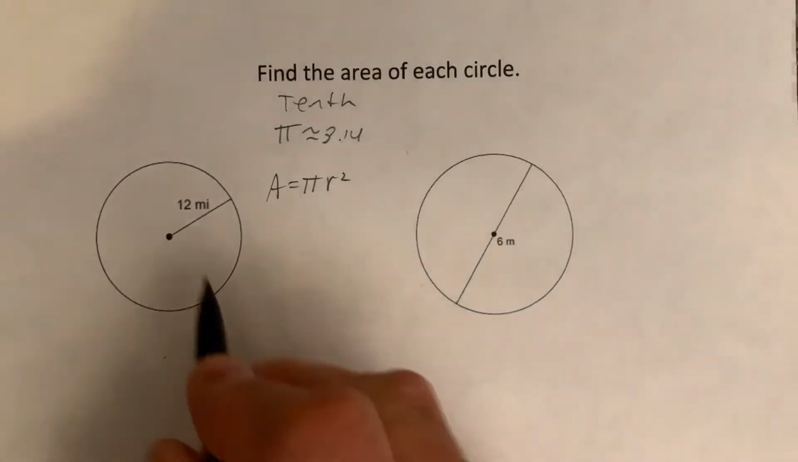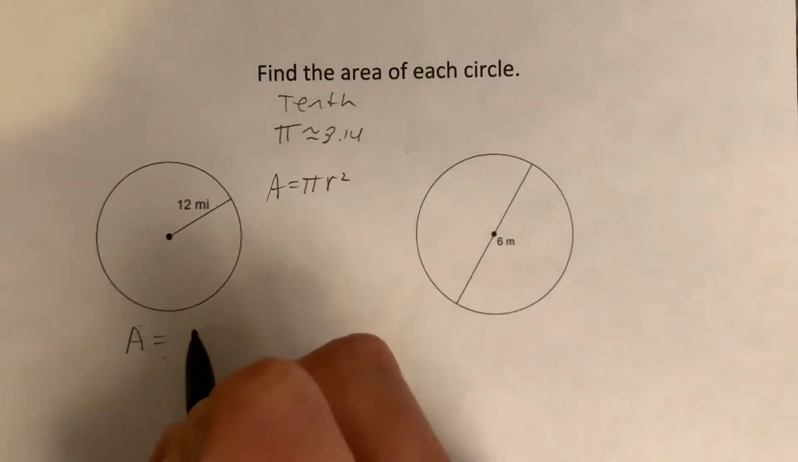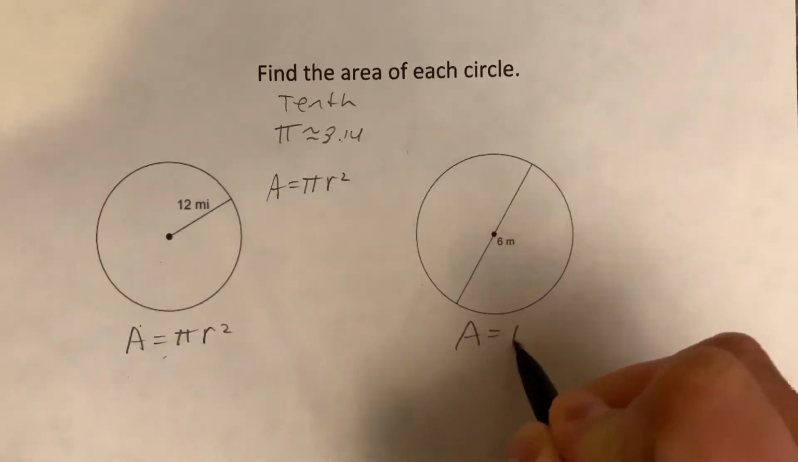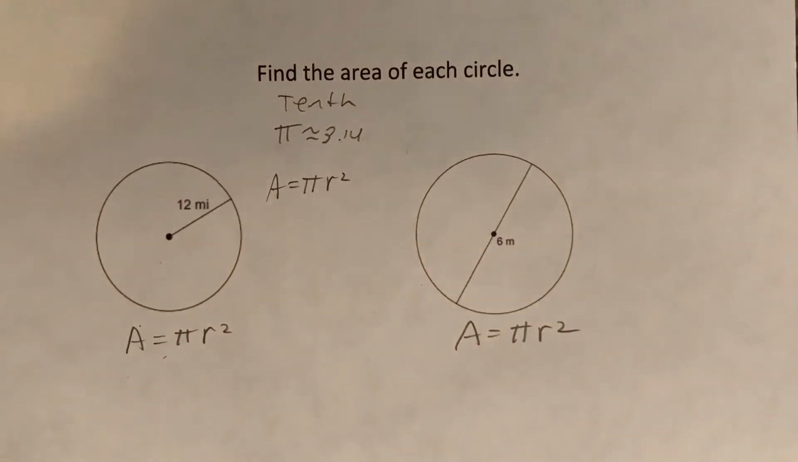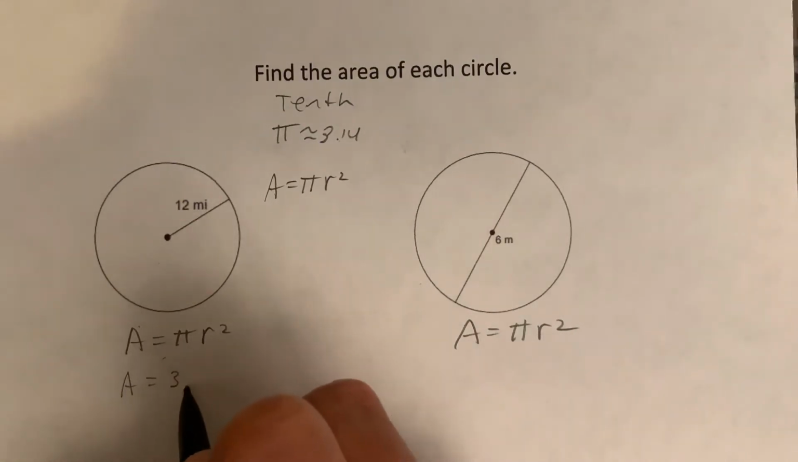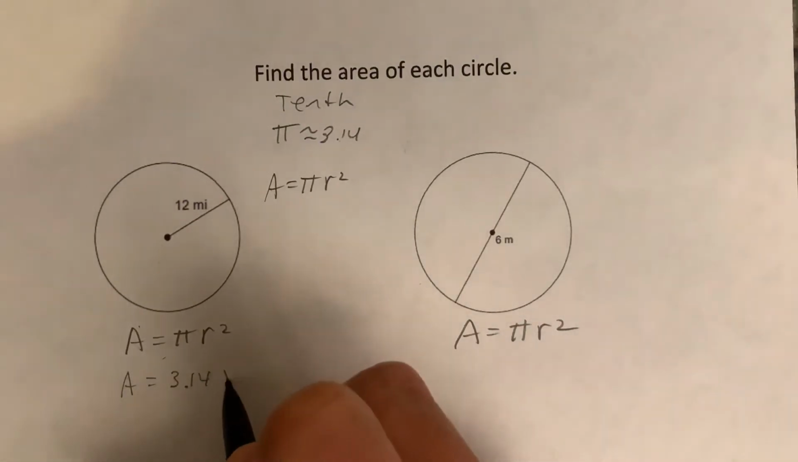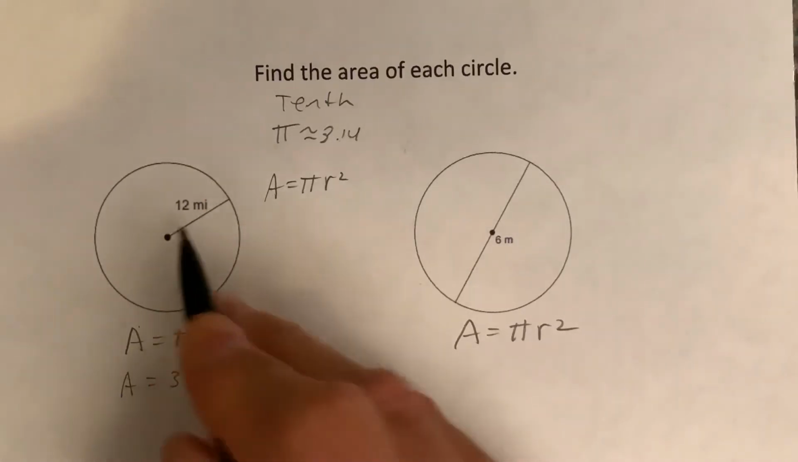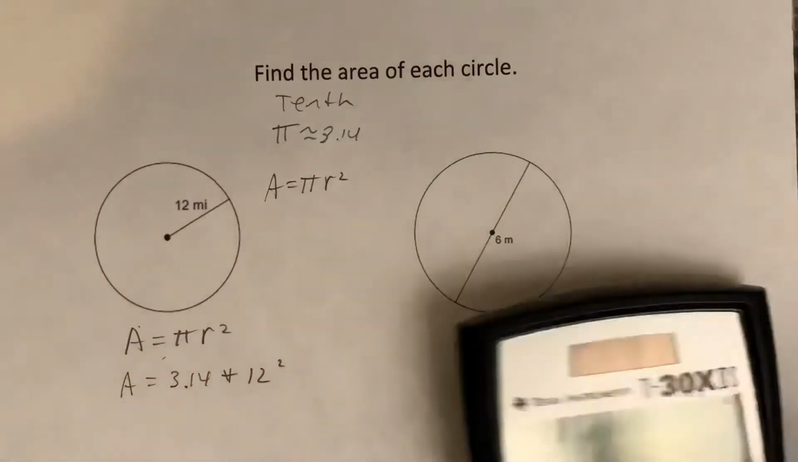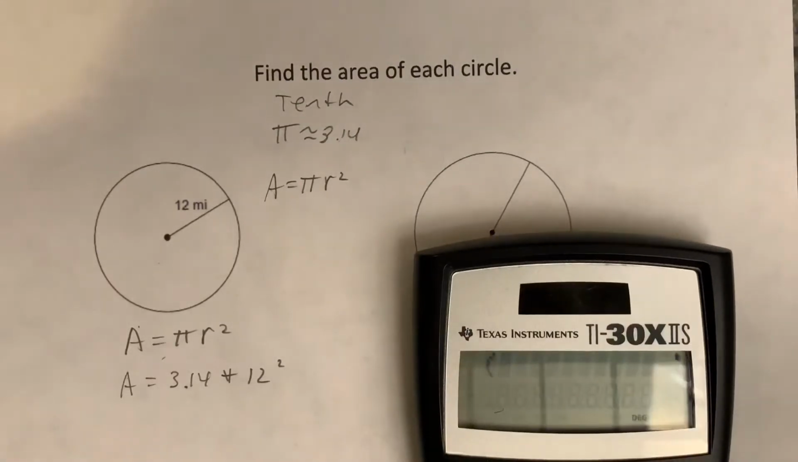So let's try and take one here and figure this out. The area equals pi r squared. I'm going to put it down for each of these so we can have it ready to go, and then we'll substitute the numbers in for this problem. 3.14 is the pi. The radius is 12 because it's only half. 12 squared. Let's go ahead and use our calculator now and type this in.